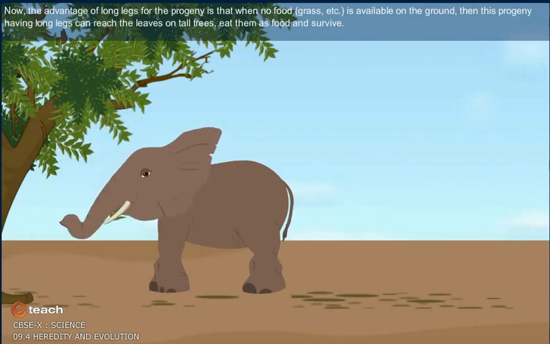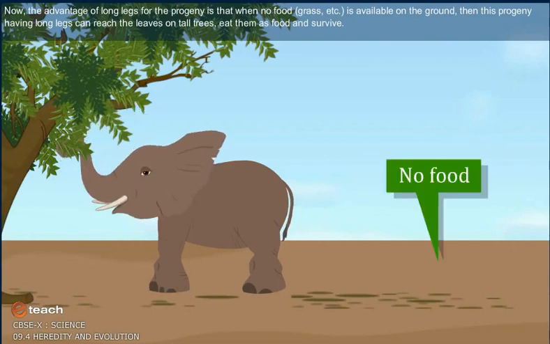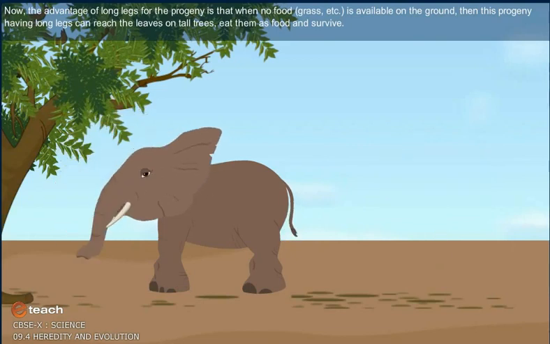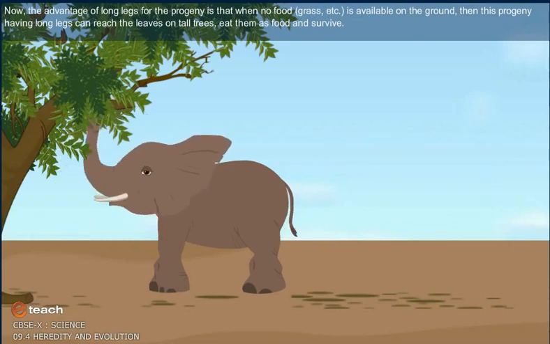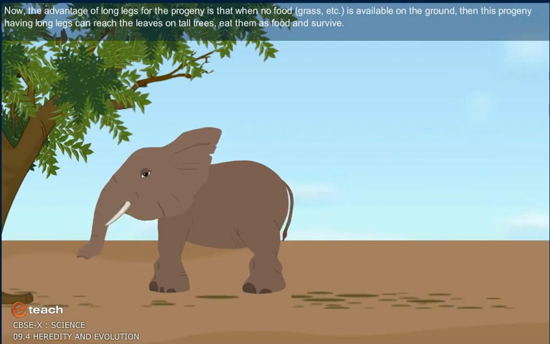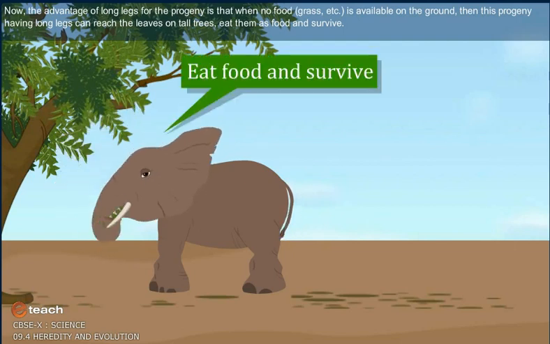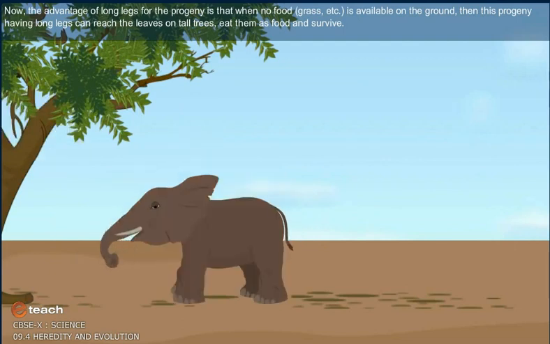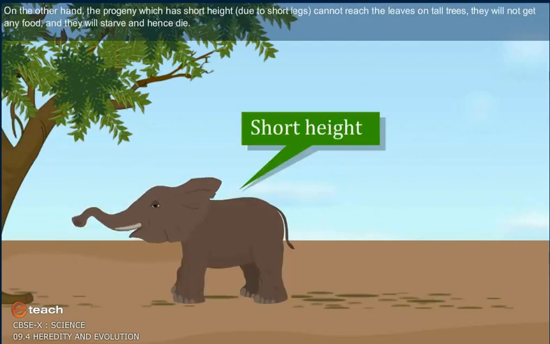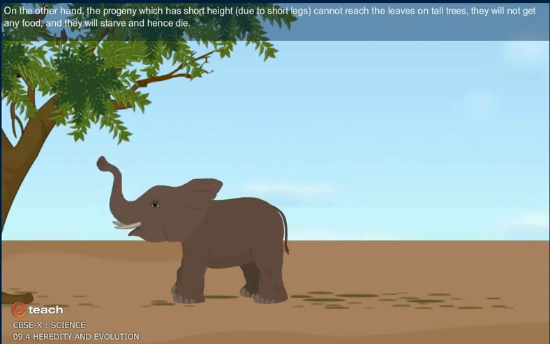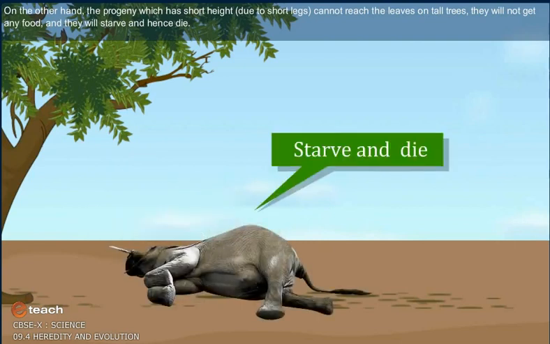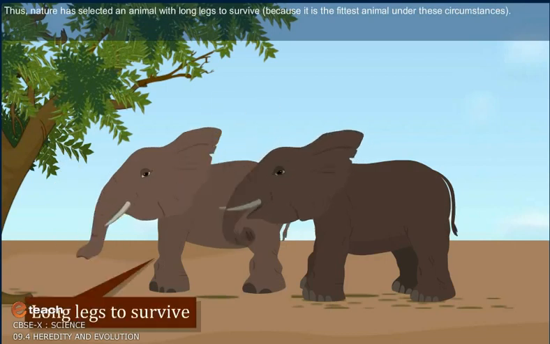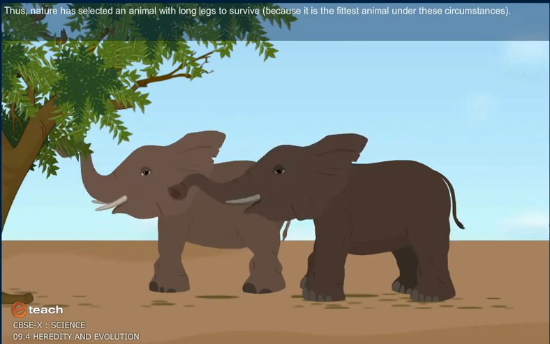Now, the advantage of long legs to the progeny is that when no food, grass, etc. is available on the ground, then this progeny having long legs can reach the leaves of tall trees, eat them as food, and survive. On the other hand, the progeny which have short height due to short legs cannot reach the leaves of the tall trees. They will not get any food, and they will starve and hence die. Thus, nature has selected the animals with long legs to survive because it is the fittest animal under these circumstances.